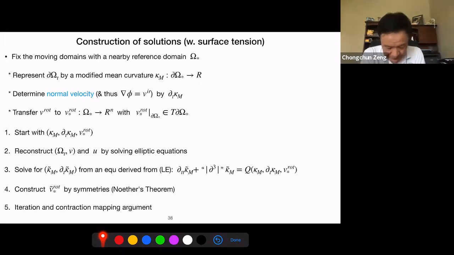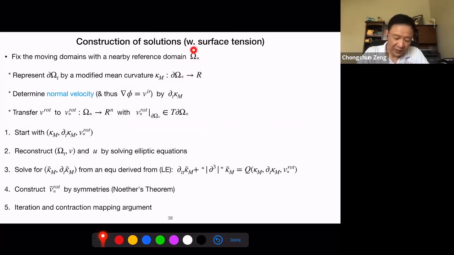And then eventually one would like to construct a solution from this framework. One could do that by basically writing the moving surface, because when you do a local in time estimate, everything doesn't move too far away. So you fix a reference domain and write the free surface as a graph over this boundary of the reference domain.